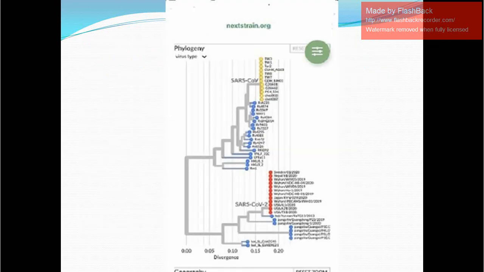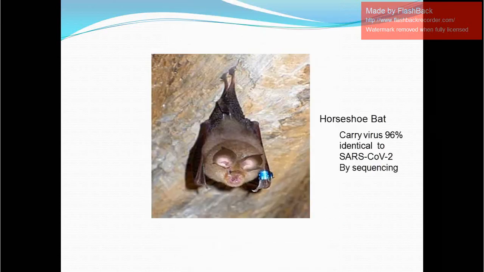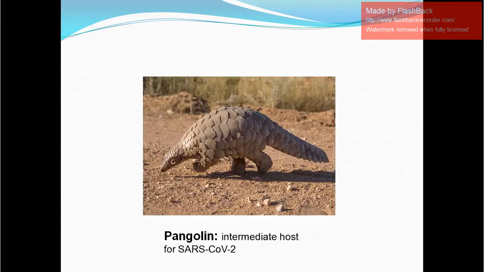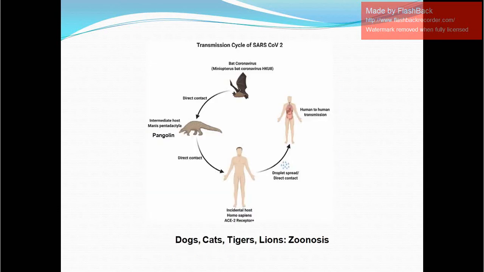And this shows the phylogeny which was put out a few days ago. It shows SARS-CoV-2, where we see the red circles, more than 10. You will see that these are the variants of SARS-CoV-2. And here are the horseshoe bats, which are the reservoir of SARS-CoV-2, 96% identical to SARS-CoV-2. And here is a pangolin, which is the intermediate host for SARS-CoV-2. And here is the transmission cycle from the bat to the pangolin to the human, and then through droplets it spreads between humans.